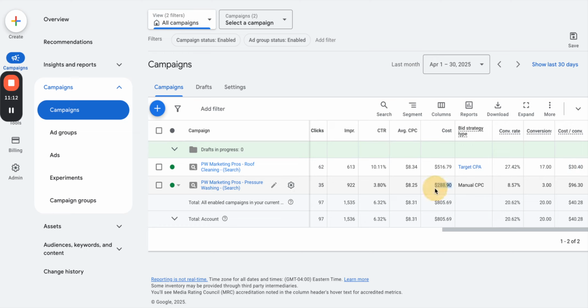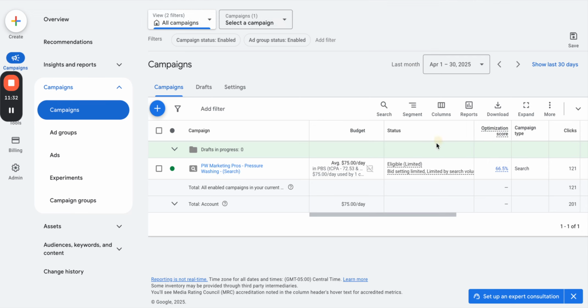Then for pressure washing, they spent $288. They only got 3 leads, and that's $96. And so that roof cleaning really brings that number down in that sense. And a lot of people like roof cleaning over pressure washing, but nonetheless, we're trying to get that pressure washing number down. It's very high bidders in that area. So, we got our work cut out for us.